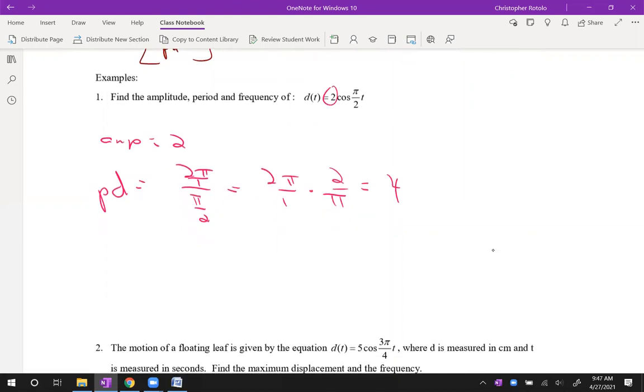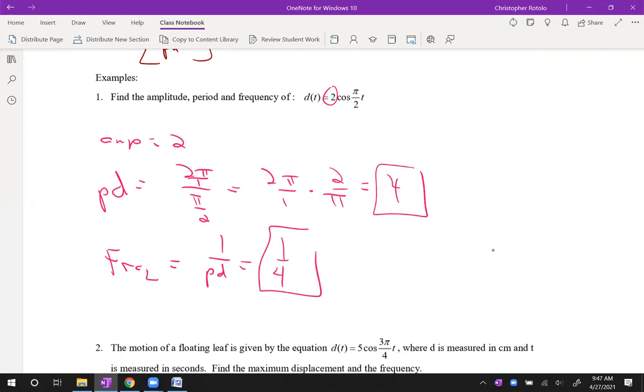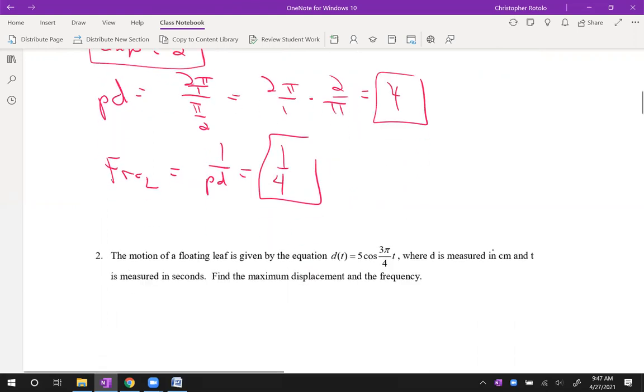Well, how do I find the frequency? The frequency is going to be 1 over the period, so it's going to be 1/4. There are no units in this one. So we have the period and we have the amplitude of 2. Very similar to what we had been working with just to get started here, and then we'll get some applications here in a little bit.